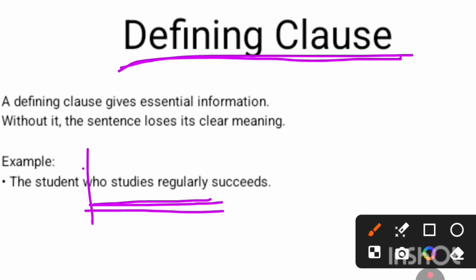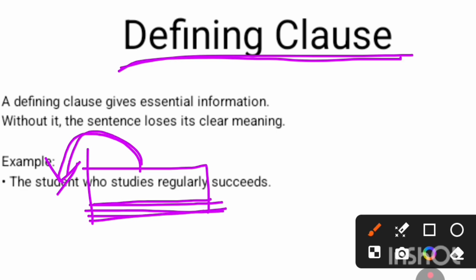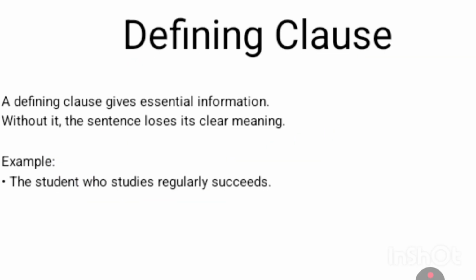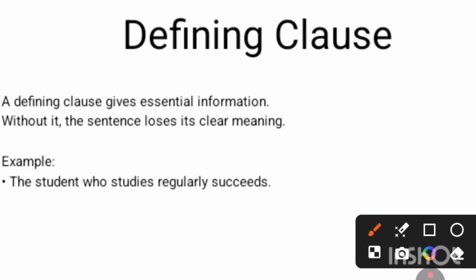That means this part is identifying the noun. Whenever this relative clause identifies the noun, at that time it is very much essential, we have to write down this part. This is called a defining clause. Friends, whenever the relative clause is very much essential, essential in the sense that it is essential to identify the subject, at that time it is called a defining clause. And the main characteristic of this defining clause is that we cannot use any comma. We cannot use any comma here. Directly we have to write it down in this way.